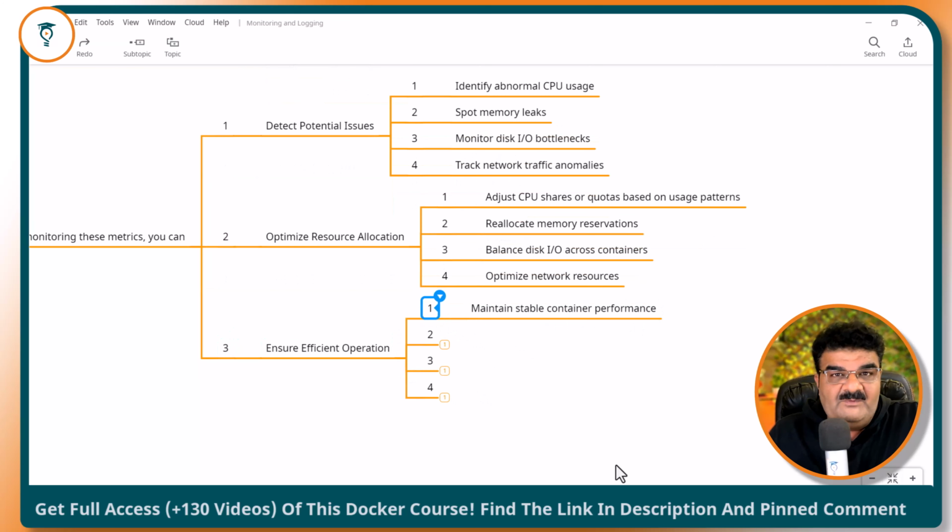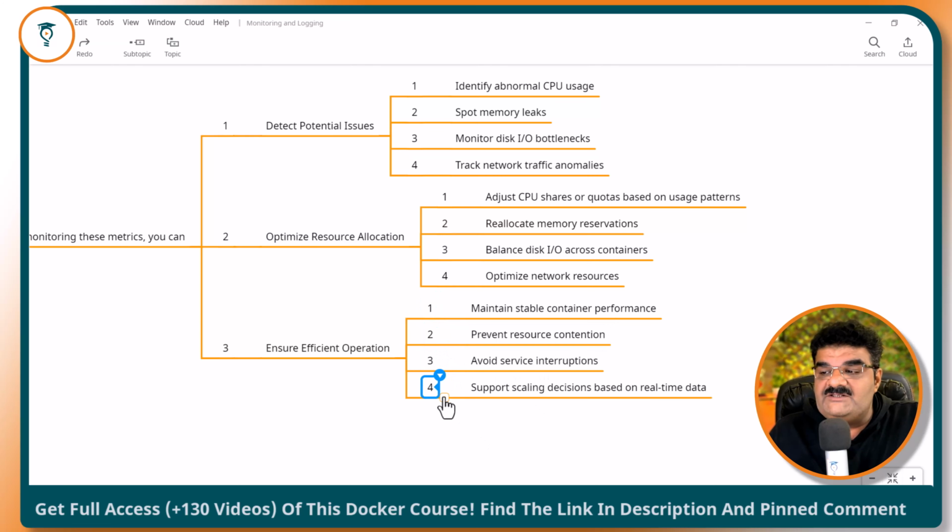Maintain stable container performance. You have to have baseline performance. You have to load your application there. Then you have to get feedback from the user that everything is working nicely. Then you have to note down all the performance metrics, and then you can compare them. So you have to have baseline performance metrics from where you can find out stable container performance. Prevent resource contention. Avoid service interruption, because at the end, contention can affect application availability as well, and support scaling decisions based on real time data. Now, how are you going to increase capacity, how can you scale up and scale down? This can be done through monitoring as well.